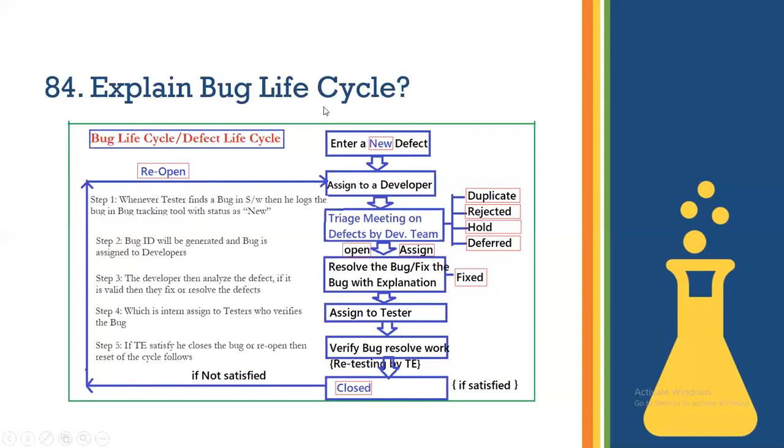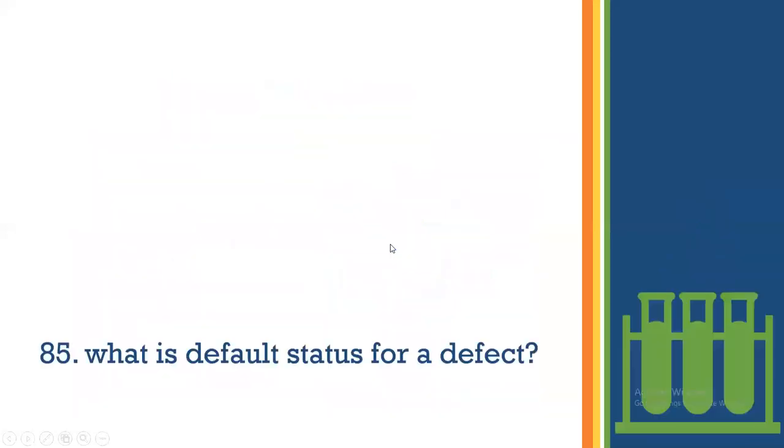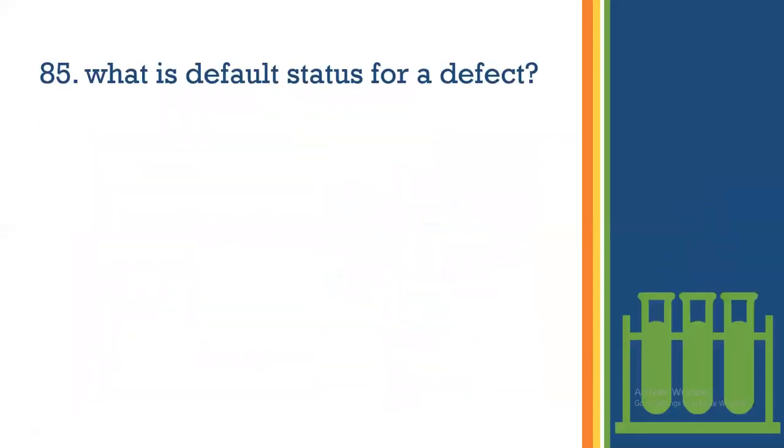It describes the various statuses of the defect from its identification to closed. As a test engineer, we give three types of status: new, closed, reopen. The remaining statuses developers are going to provide. What is the default status for a defect? The default status is new. If you use any defect reporting tool, the first time you create the defect information, the defect profile, the status is shown as new by default.